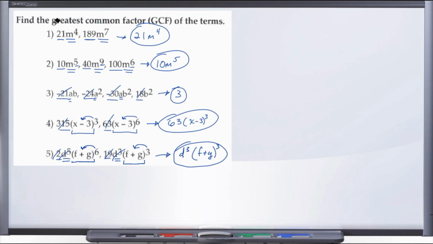All right, so again, when you're dealing with your coefficients, those numbers in front of your variables, you want to take out the largest number and then take out the smallest exponent. All right, largest number, smallest exponent. All right, there you have it, 1 through 5.